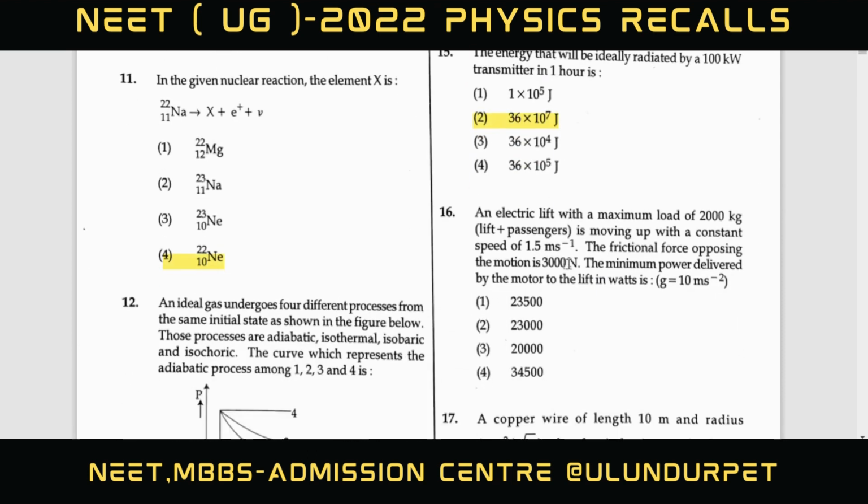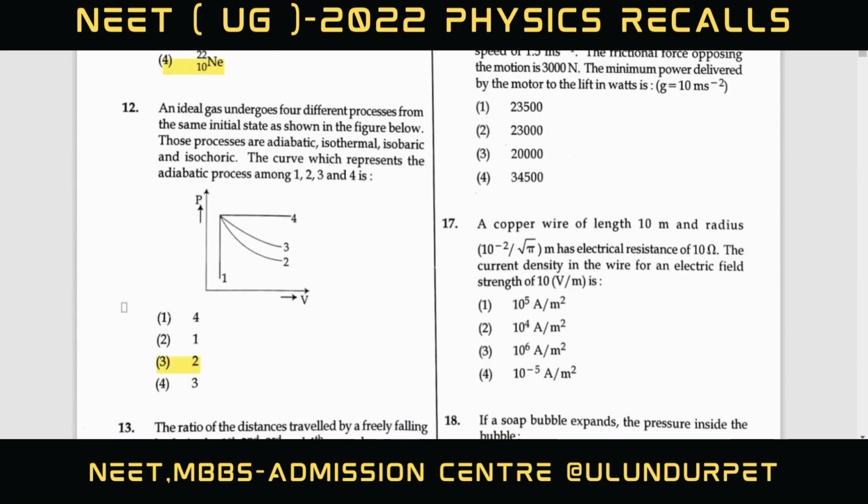16th question: an electric lift with the maximum load of 2000 kg is moving up with a constant speed of 1.5 m s^-1. The frictional force opposing the motion is 3000 Newton. The minimum power delivered by the motor to the lift is what? The answer is option 4.